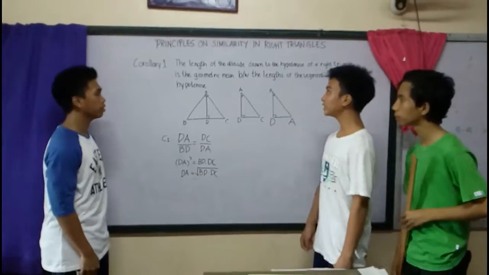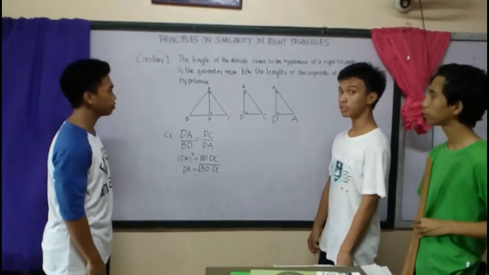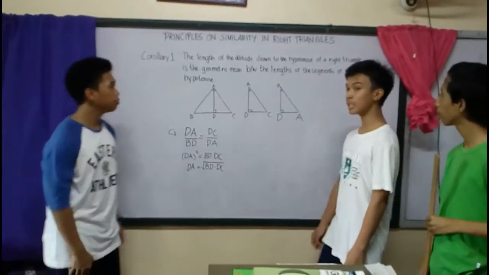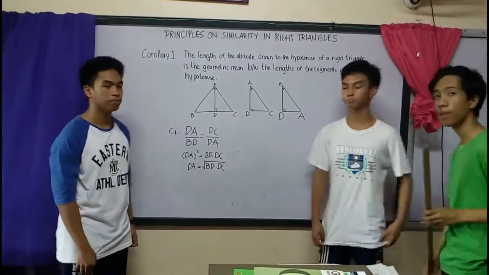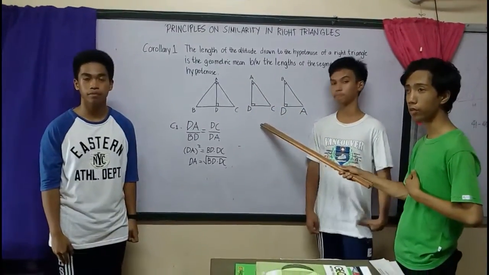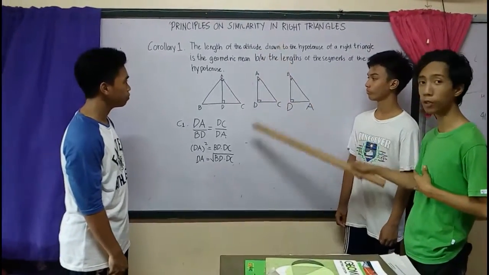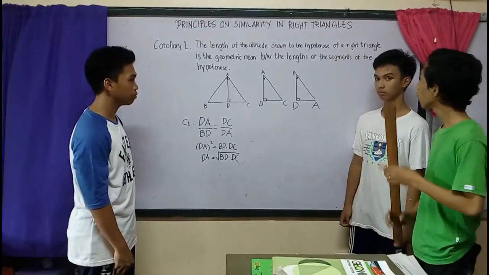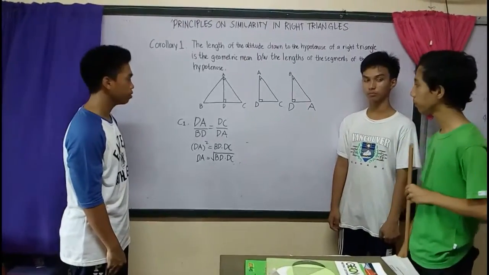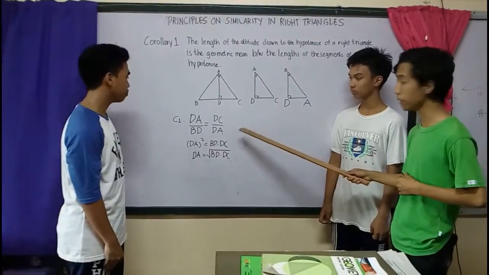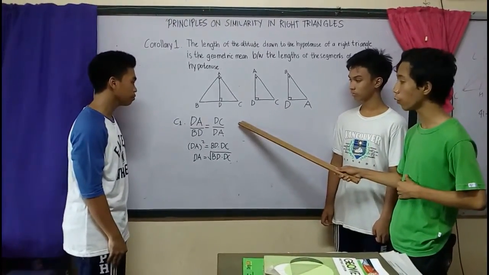Corollary 1. The length of the altitude drawn to the hypotenuse of a right triangle is the geometric mean between the lengths of the segments of the hypotenuse. Now, based on these diagrams, we can create a proportion between the altitude drawn to the hypotenuse and the segments created of the hypotenuse. The proportion created is dA over BD equals DC over dA.